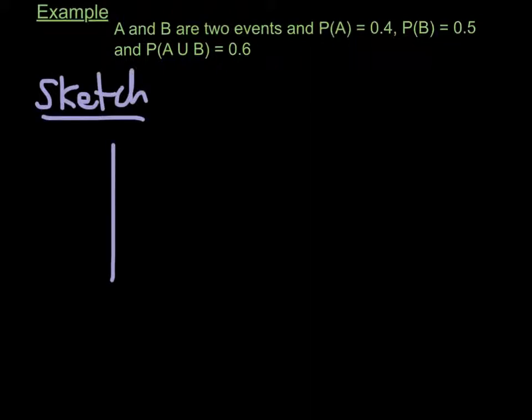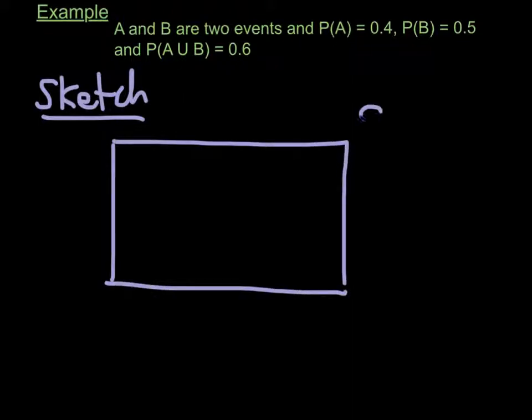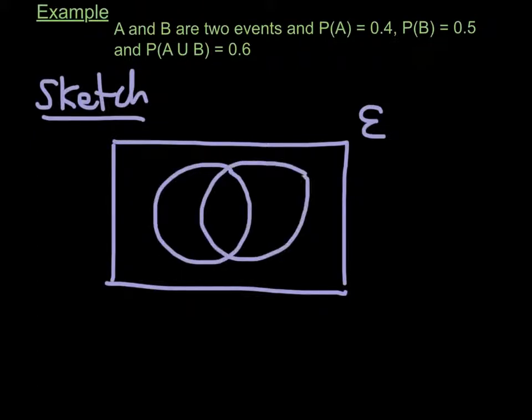All right, and we're going to use it to calculate a few probabilities after we've done the sketch of the Venn diagram. So we've got our entire set, a circle to represent A, a circle to represent B. Now we can't fill in anything at the moment because we know that circle is represented by 0.4. We know 0.5 represents that circle there, and we know the union, all the things combined, is 0.6.